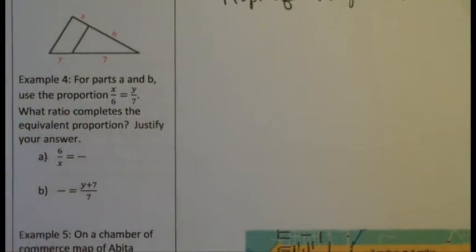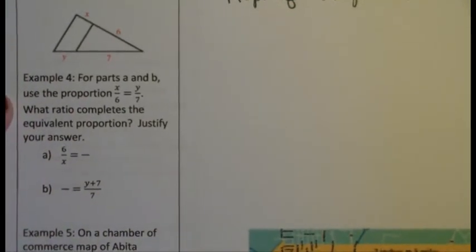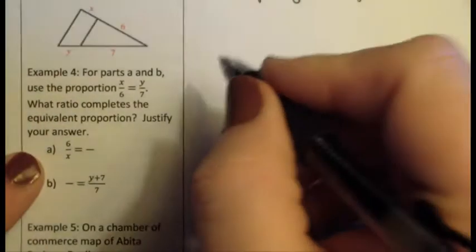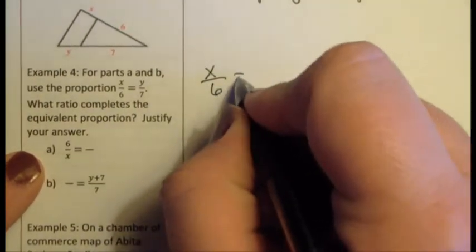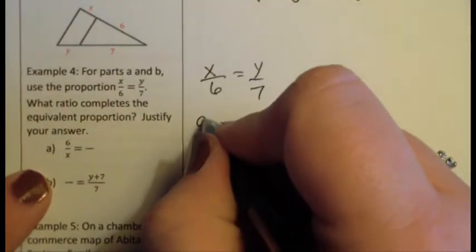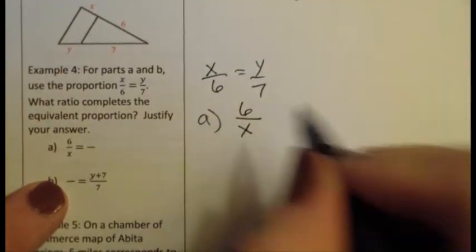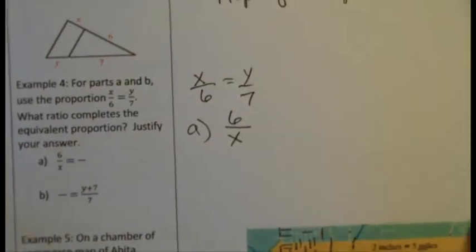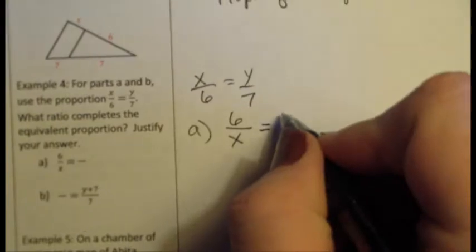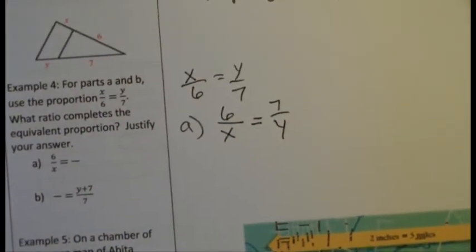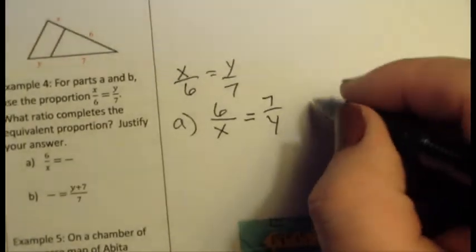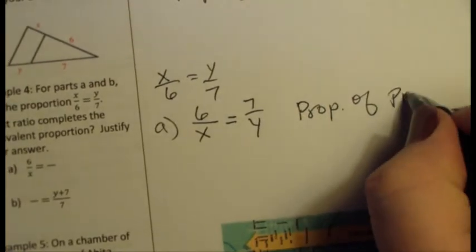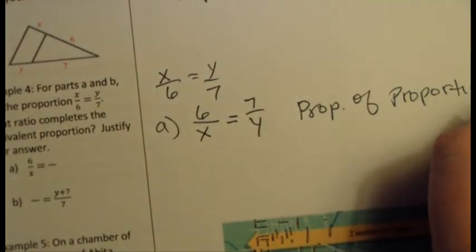For number 4, parts A and B, use the proportion x over 6 equals y over 7. What ratio completes the equivalent proportion? So again, we're working with x over 6 equals y over 7. Part A, we have 6 over x. So all they're doing from the original one is flipping it, finding the reciprocal. So the reciprocal of the second one is 7 over y. And the property that says we can do that is the first property of proportions. So we'll say property of proportions 1.